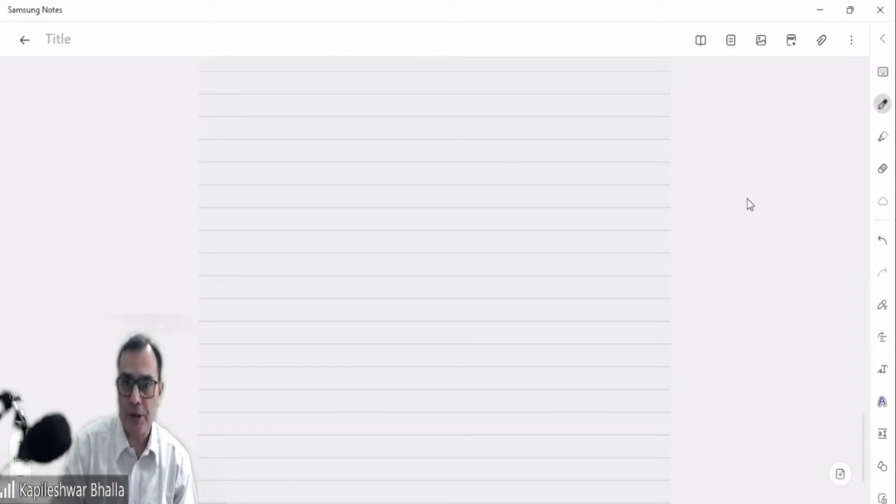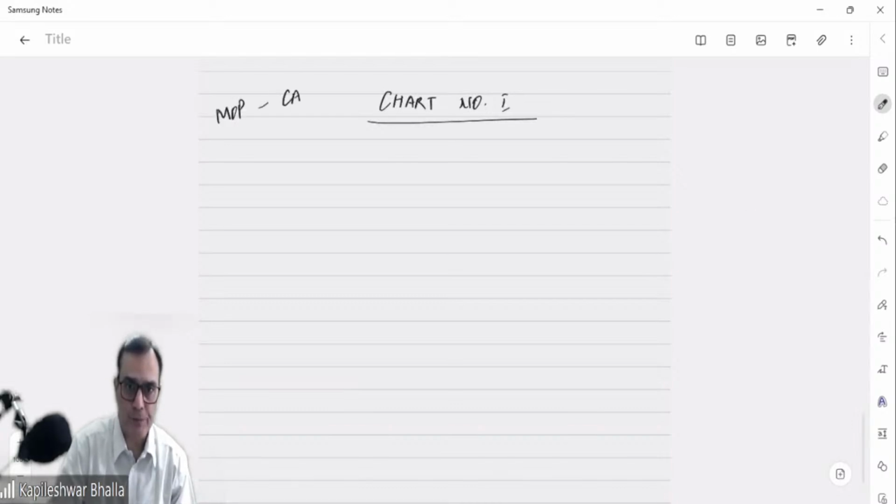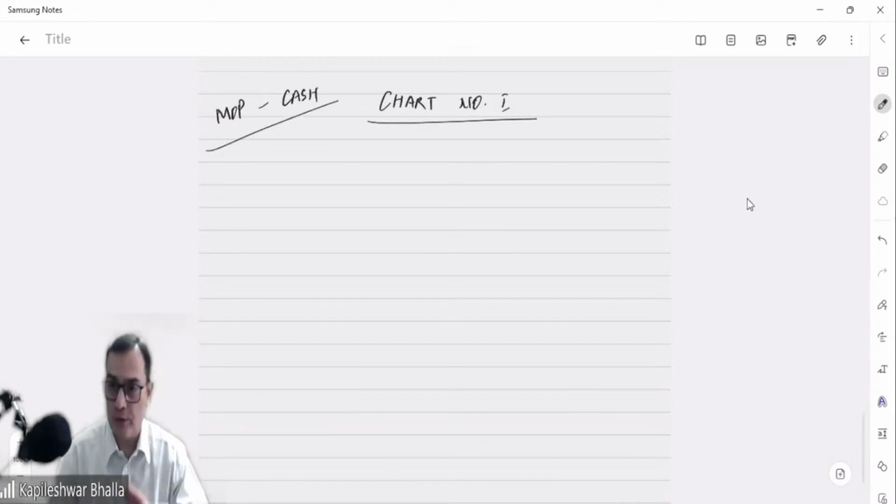So let's begin the journey now and let's make chart number 1. You can start noting it down. In chart number 1, I'm considering the mode of payment is, let's say, cash. Only cash, whether it is for the principal or for the return component. I'm considering that we're going to make a payment totally in terms of cash.